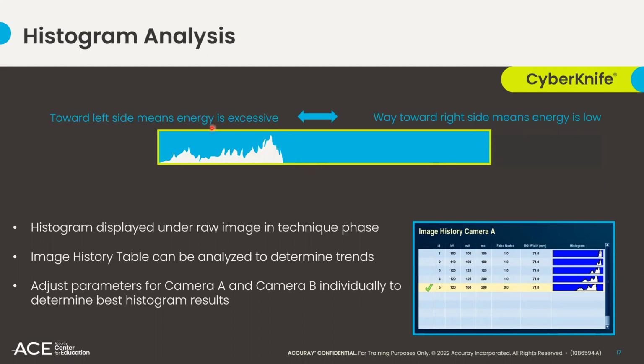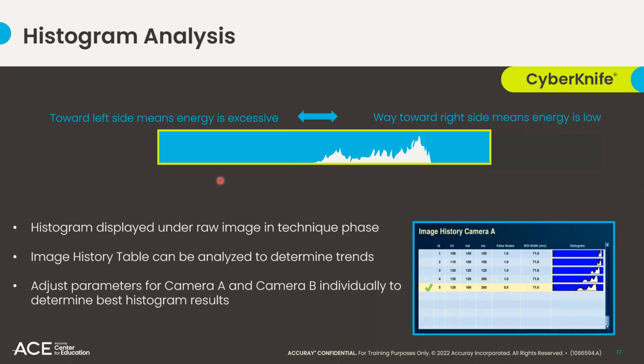If your histogram is all the way to the left side, this means that the energy that you chose is excessive. So maybe this is a C-spine case where you increased your technique too much. This is indicating you can back off a bit on the kV, MA, or MS. A centered histogram, or one just slightly to the right, is considered ideal.